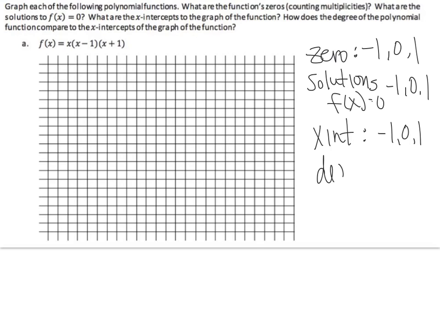The degree is 3 because I have 3 x's. So if I multiply that out, it would be to the 3rd degree. And the degree is 3, which is the same as the number of x-intercepts.